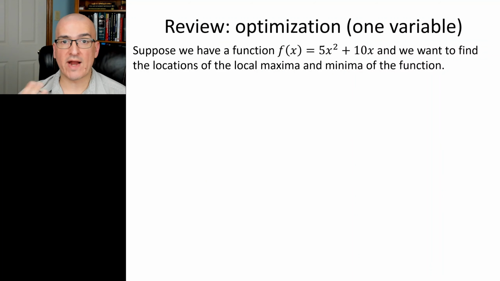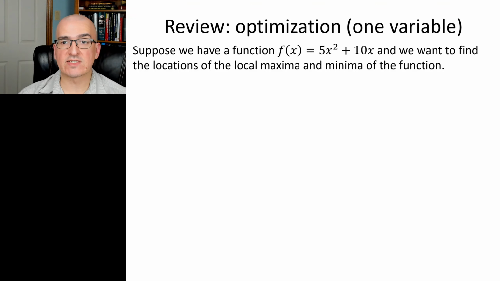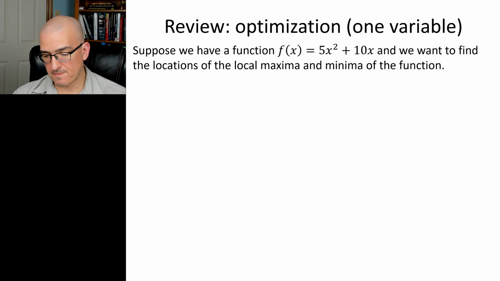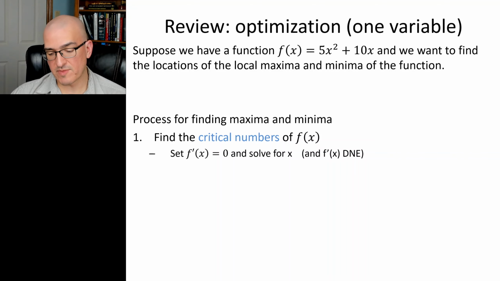So to remind you how that process works, here's a nice function. It's a polynomial, a quadratic, and we're going to go through the process for finding the max and min. Our first step would be to take its derivative and set it equal to 0. Then we would solve for x. This process would give us what are called the critical numbers. The critical numbers of the function are candidate locations for local max and local min.